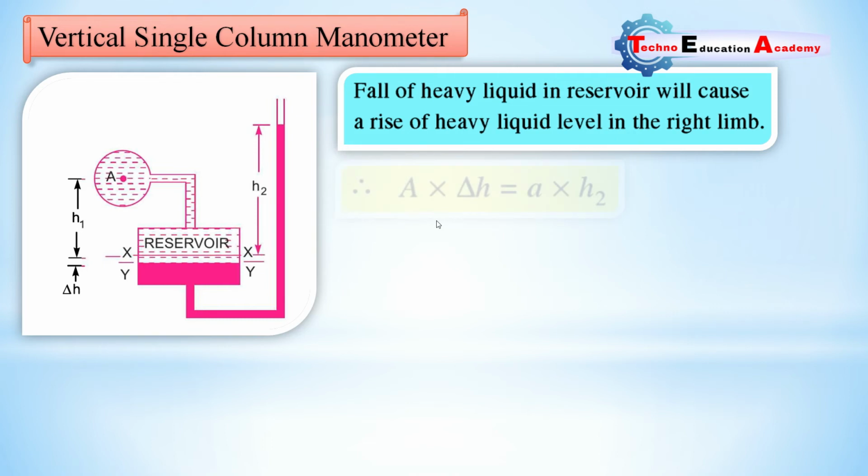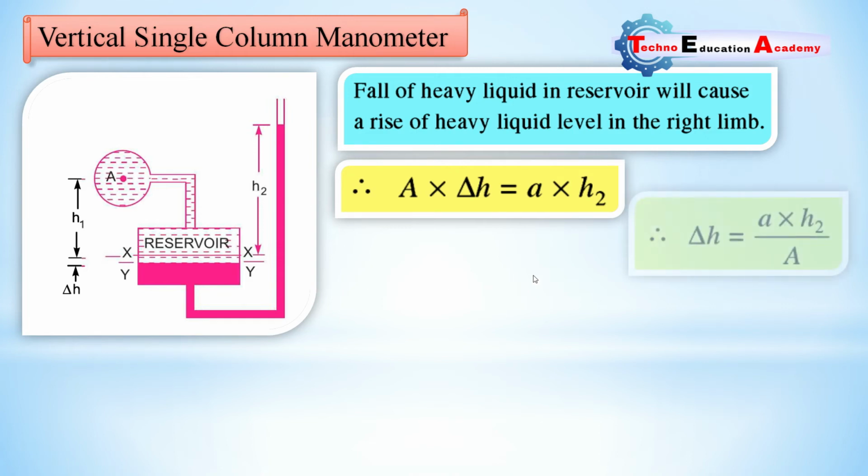So from this we can write A into delta H equal to a into H2. What is A? A is the cross section area of the reservoir. Delta H means fall of heavy liquid in the reservoir, equal to small a, the area of the right hand side column, multiplied by H2, which is the rise of liquid in the right column. So now make delta H the subject. So delta H equal to a into H2 divided by A.